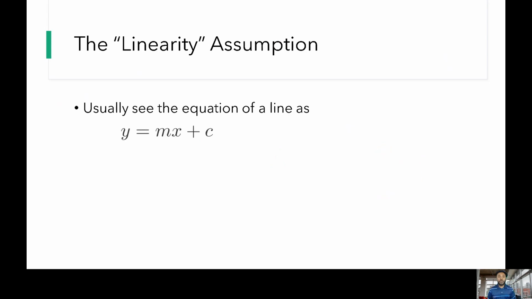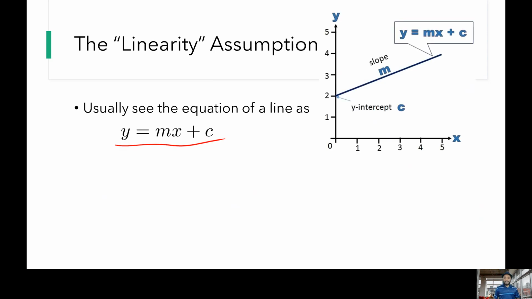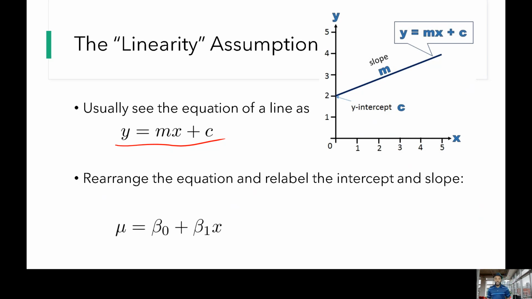Usually we see the equation of a line as y equals mx plus c. Some of you might say y equals mx plus a, but let's use y equals mx plus c. That is the equation of a line. If we rearrange this equation, it will look something like this: c is the intercept and m is the slope, so beta 0 is the intercept, and beta 1 is the slope.